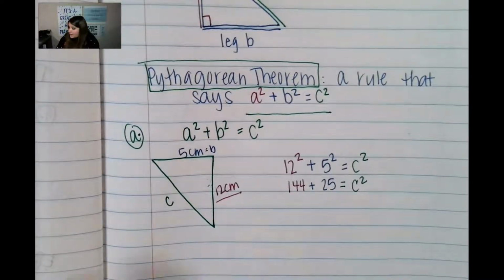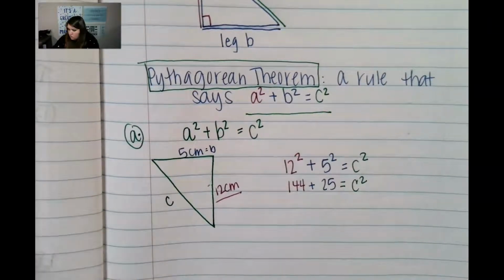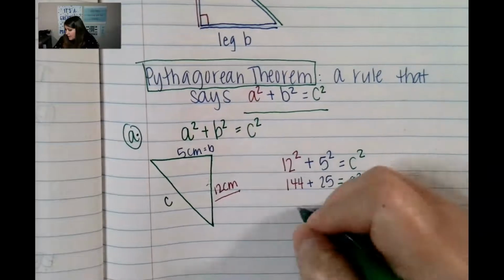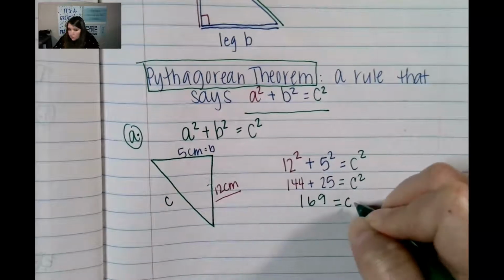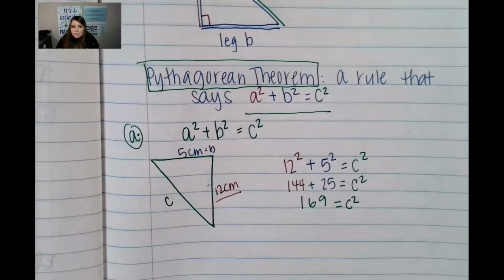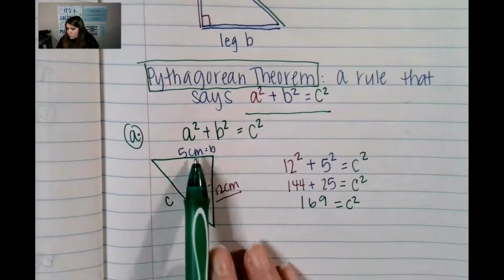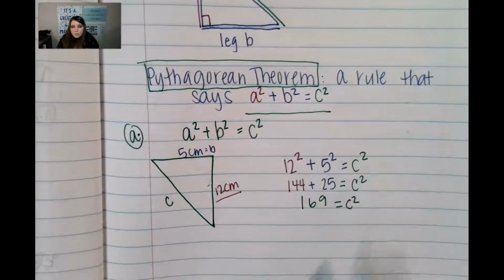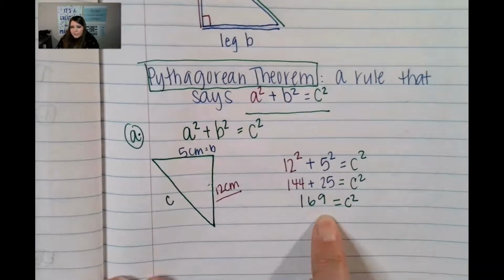So when we add 144 and 25, we will get our letter C, and that equals 169. So C squared is 169. However, we want to know what this is here, and we know it's not squared. None of these were squared until we put them into the formula. So our job is to basically unsquare or find the square root of 169.